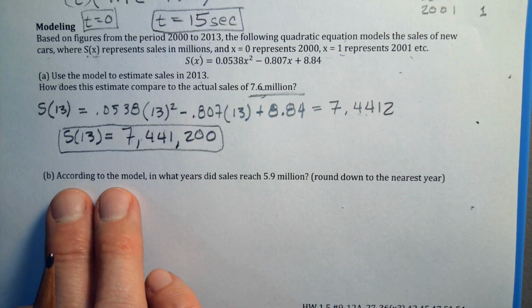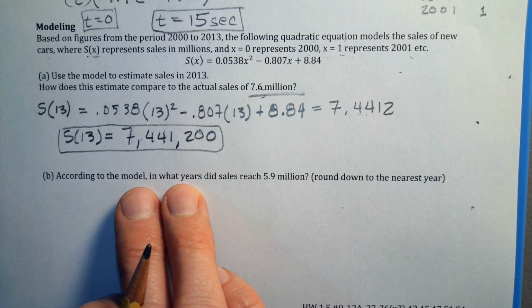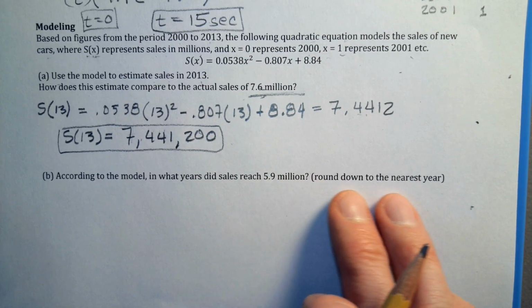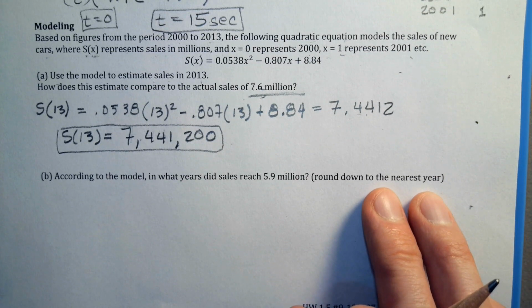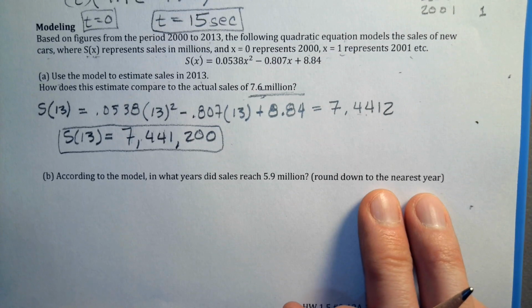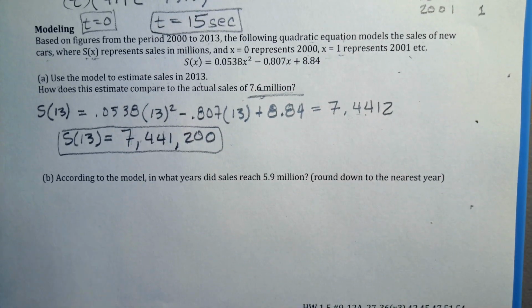All right, so part B, according to the model, in what year did sales reach 5.9 million? And then round down to the nearest year. So go ahead and do that, pause the video, and then figure out what you think that one is.